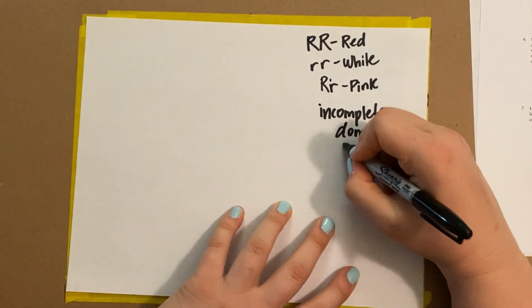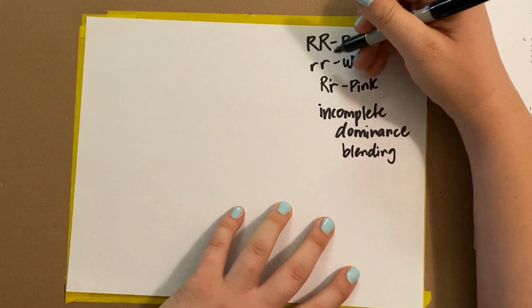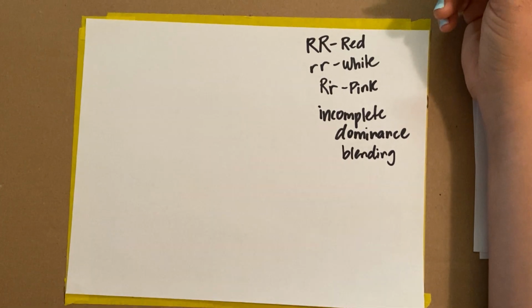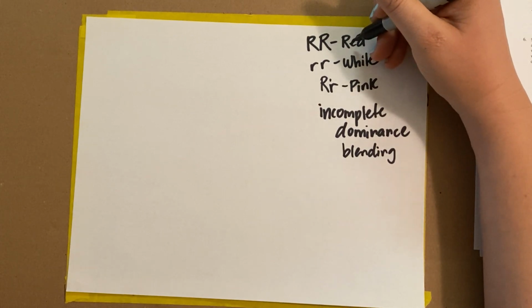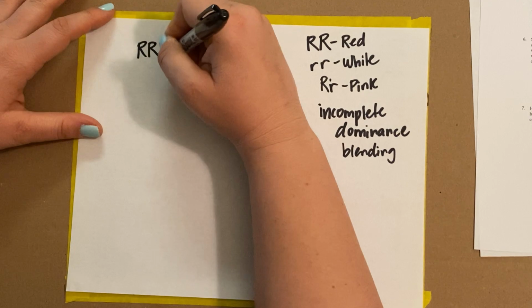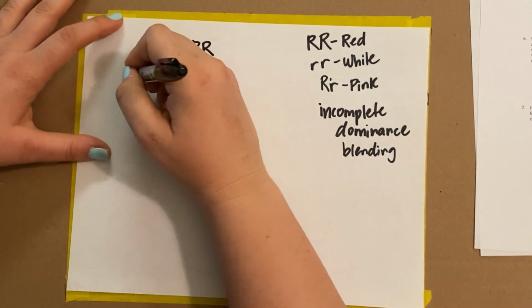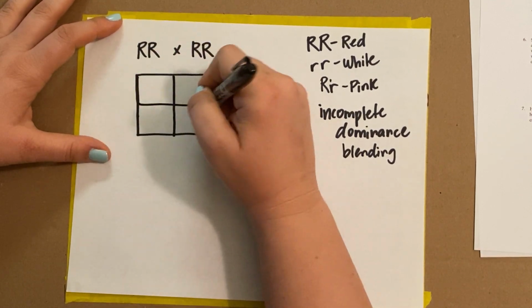Because anytime there's a blending, this is like blending paint. If you have red paint and white paint, you are going to make pink. And so the question asks, what cross would you perform to produce the most red flowered plants? To make the most red, you take 2 reds and cross them, and then you would have all red.